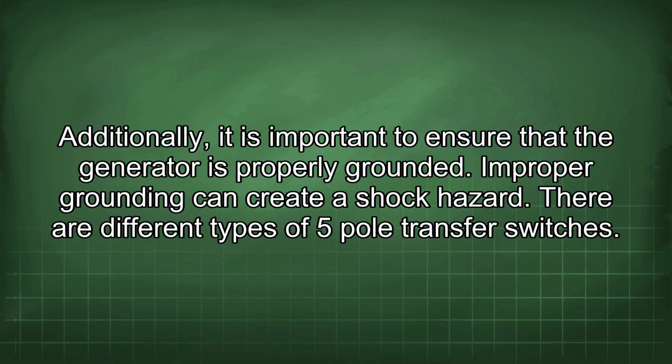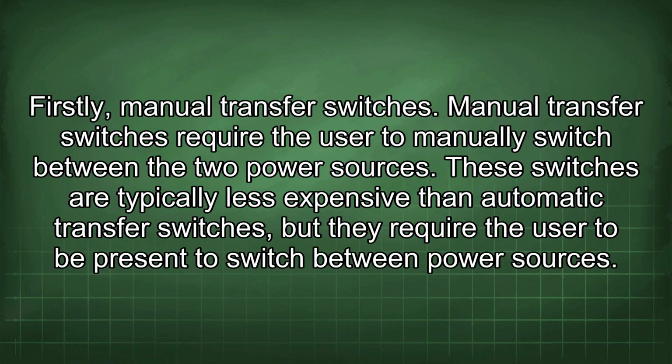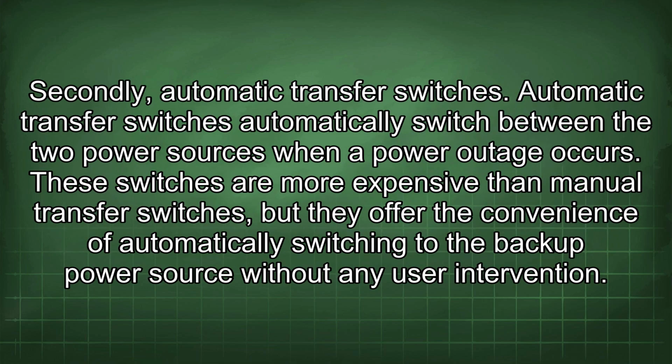There are different types of 5-pole transfer switches. Firstly, manual transfer switches. Manual transfer switches require the user to manually switch between the two power sources. These switches are typically less expensive than automatic transfer switches, but they require the user to be present to switch between power sources. Secondly, automatic transfer switches. Automatic transfer switches automatically switch between the two power sources when a power outage occurs. These switches are more expensive than manual transfer switches, but they offer the convenience of automatically switching to the backup power source without any user intervention.